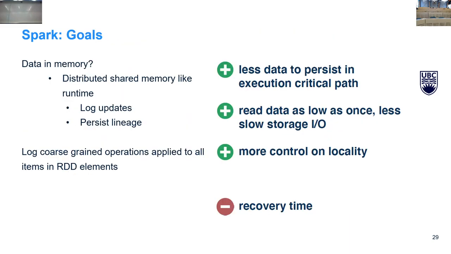And this is all about what Spark was about. So the goals of Spark were to use in-memory data, and we use a distributed shared memory model for all sorts of things, to keep our logs up to date, to persist our lineage information. Where did all of these RDDs come from? Where are they going to? We log coarse-grained operations in order to allow us reproducibility and recoverability, because of course those logs will tell us what we have to do if something fails partway through. This actually helps reduce how much data we have to store in our critical paths. It minimizes our I/O, which improves our performance.